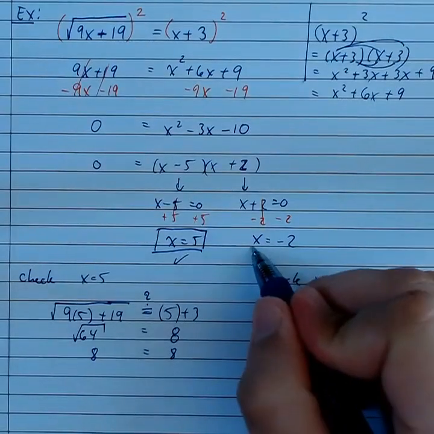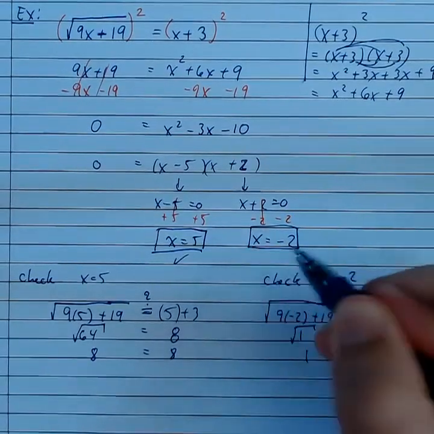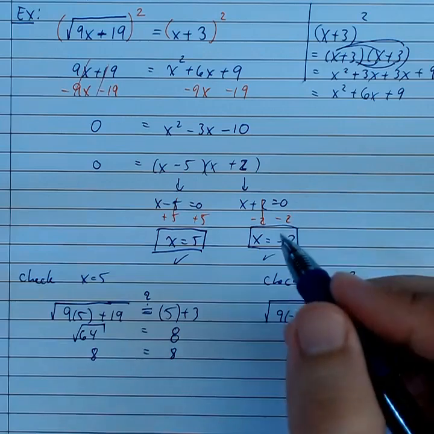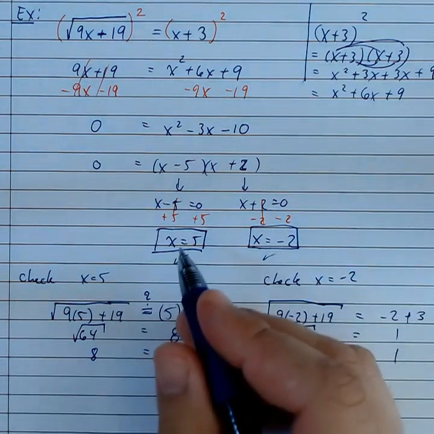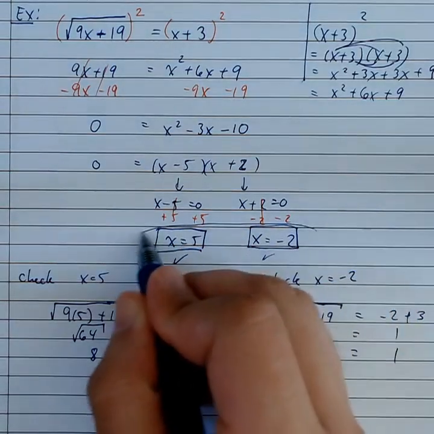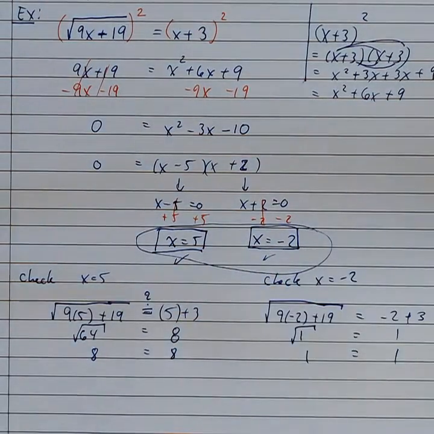So here, both of these are perfectly valid solutions. All right? So it's possible to have all of your solutions work. It's possible to have some of your solutions work, or maybe none of them work, in which case there's no solution. But in this case, yes, both of these are perfectly valid solutions, 5 and negative 2.